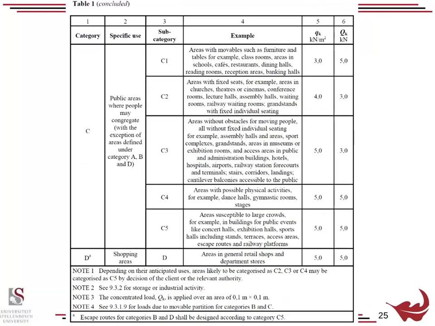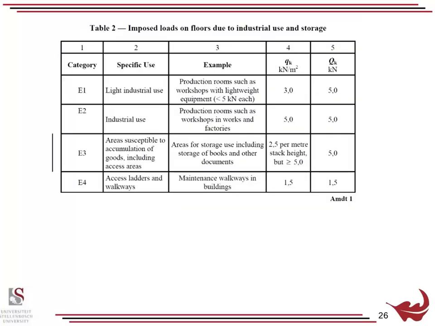And so same thing, here are the values for category C, public areas where people may congregate, shopping areas, etc. There you've got much higher loads, 500 kilograms a square meter is quite a lot of load. You really have to pack things up to get there. And that's on every square meter all at once on all the exposed surface area. Industrial, imposed loads on industrial use and storage. You say, here you go.